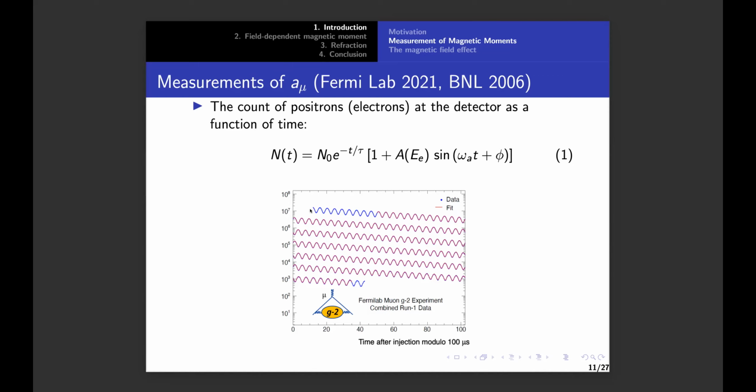So initially, roughly here, 10 to the 7 positrons are decayed and measured. And as time goes on, the number decreases like this after 100 microseconds, and after another 100 microseconds, it goes like this. So there are roughly 10 to the 9 data points, and you fit the blue dots with this functional form. This is a simplified form, but in fact there are 5 parameters, so this is a 5 parameter fit. And from that, you can accurately measure this omega a. From that, you can measure the muon anomaly a mu.